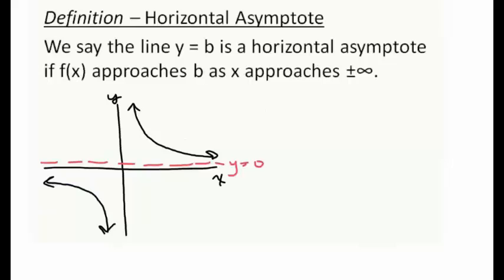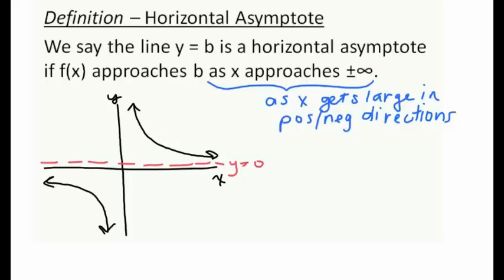It's that last slide that leads us to the definition of a horizontal asymptote. We say that the line y is equal to b is a horizontal asymptote of our function f of x if our function approaches that line as x approaches plus or minus infinity. In other words, this means as x gets larger in the positive and negative directions. Relating this back to our function 1 over x, we say that y equals 0 is a horizontal asymptote of our function 1 over x because our function approaches this line as x gets really, really big in the positive direction, and it also approaches this line as x gets really big in the negative direction.